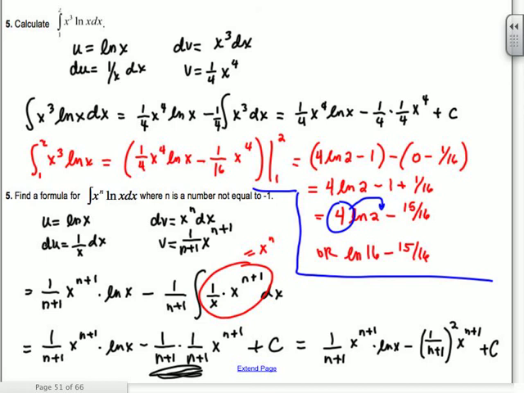So it would be very generic for any n value. Yes? So on the other side of the equal sign, would it be equal to the original problem, like the integral of x to the n natural log of x? Yeah, like you could put that there. Okay. Yeah.